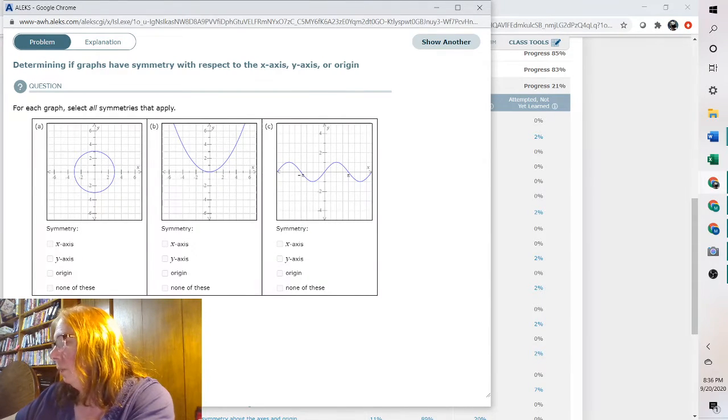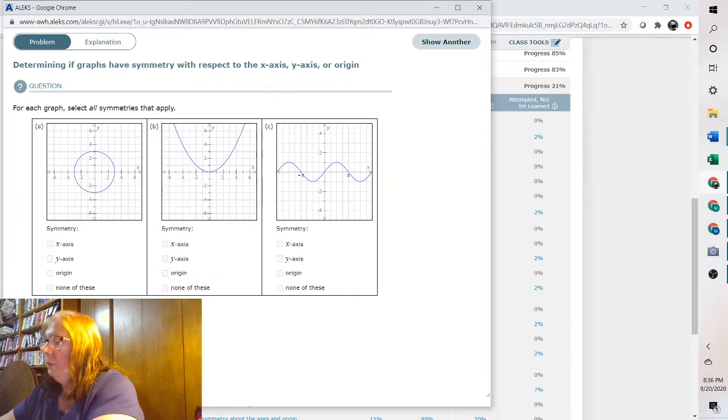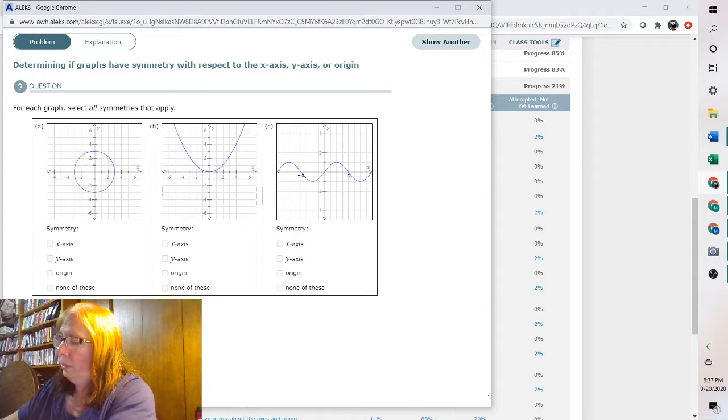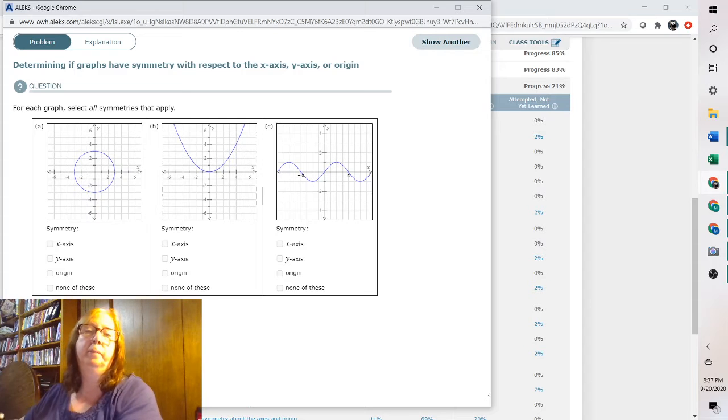Next one's a parabola. Now, if we flipped it on the x-axis, then it would be going down. So it does not have x-axis symmetry. But if we flip it on the y, notice if you fold it on top of each other, it's the same graph. So it does have y-axis. And then for origin, turn it upside down. Well, then we have a graph going down. So it only has y-axis symmetry.